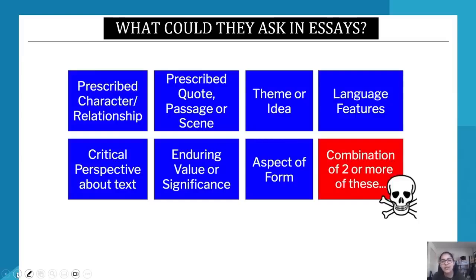We've kind of talked about that, but they can ask you a lot. They can ask you questions about prescribed characters and relationships, or a prescribed quote from a passage or a scene, a theme or an idea, language features, or a critical perspective about a text. So they can give you a critic quote and then ask you to elaborate on that. They can ask you about the enduring value or significance of a text. And they can also ask about form. Last year's question was on form.